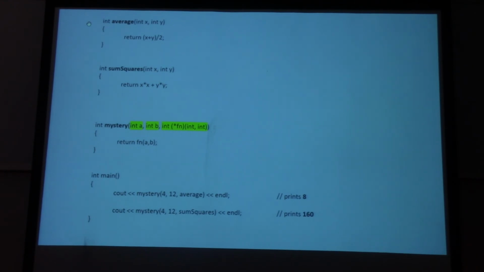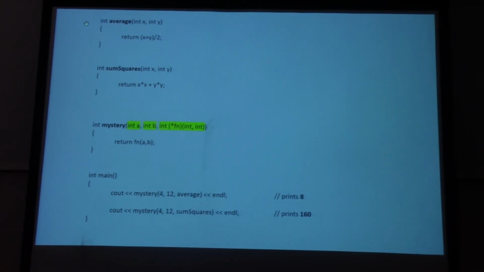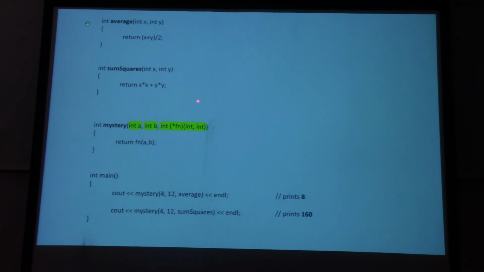You can see clearly that the parameter average is called the actual parameter, right? What's the formal parameter in mystery? Fn. So the function pointer average is referred to by Fn. Fn is a pointer to a function that takes two ints and returns an int. We did this last time, and you kind of saw how that would work.